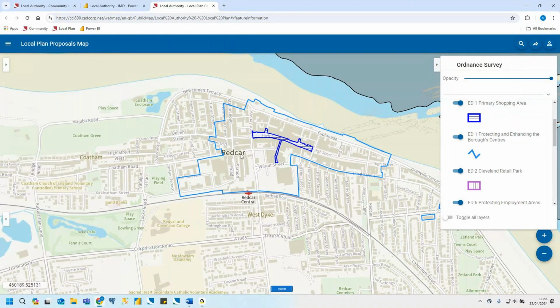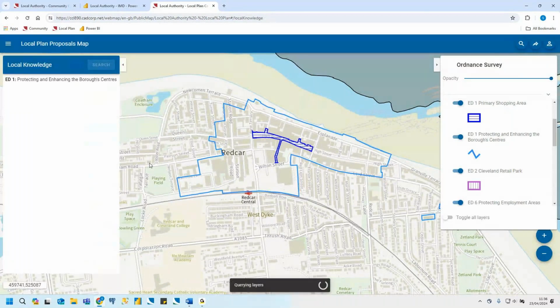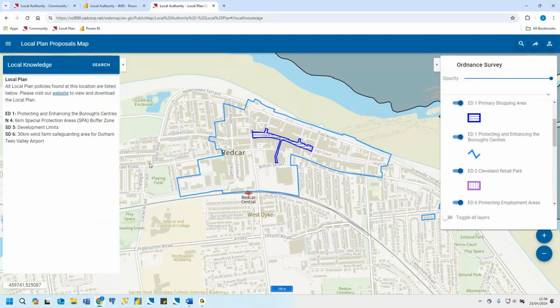Or just to show you a slightly different approach, or something I've already shown you, if I run local knowledge in this particular map, I've actually tailored it differently to the previous example. Local knowledge here is searching against the policies and then providing me a list of the policies it's found at the center of the map.